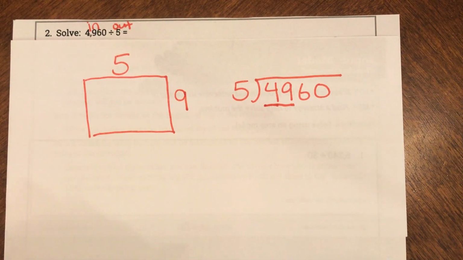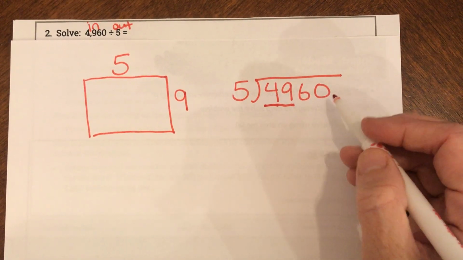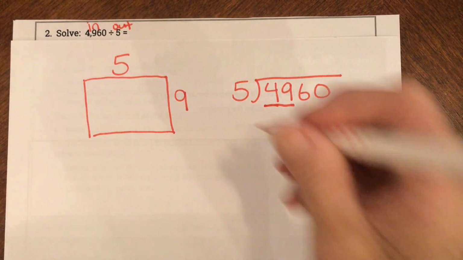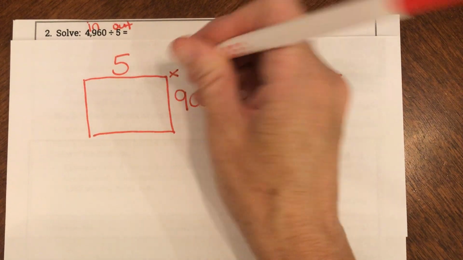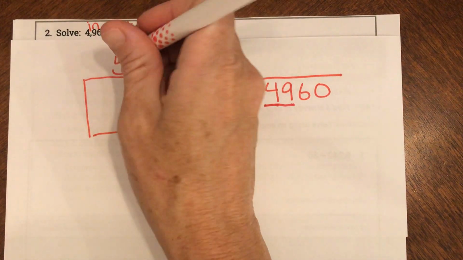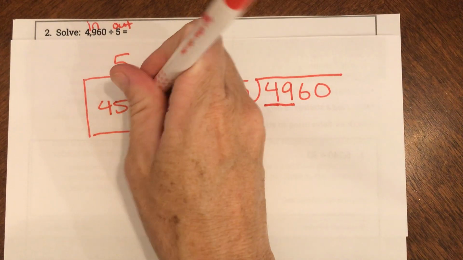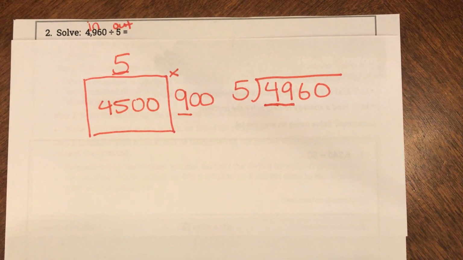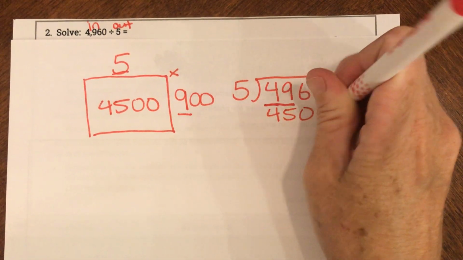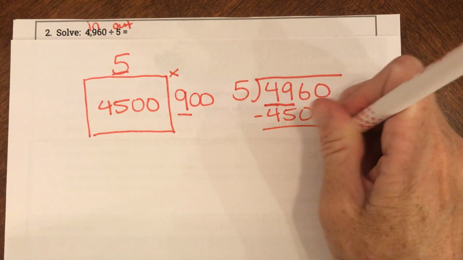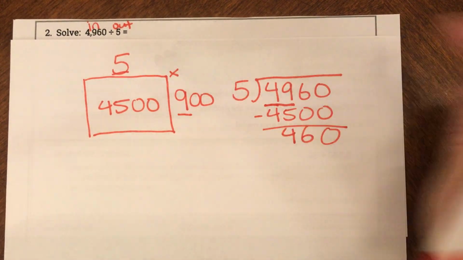Okay, but is it going to be 9? No, because there's these 2 extra digits out here, so it's going to be 900. Okay, so let's multiply those. 5 times 9 is 45, and add 2 zeros is 4,500. Okay, so what am I getting? I'm going to bring that over and subtract, and I get 0, 6, 4. Okay, so I have a first partial quotient.